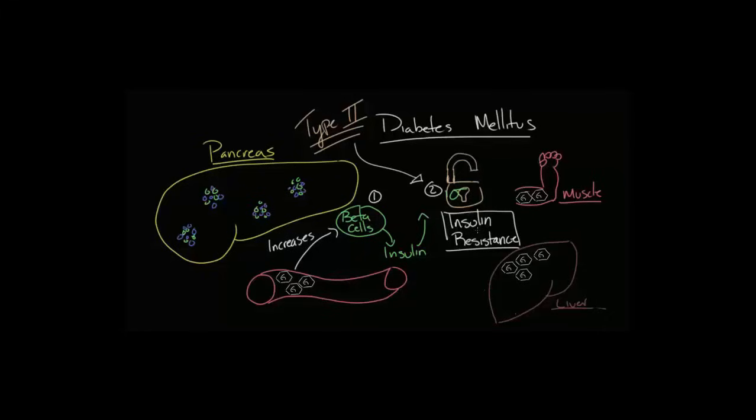So what exactly causes the cells to become resistant to insulin? Well, unfortunately, there's no simple answer to this, and the cause of type 2 diabetes is very complex and includes many different factors that work together to cause the problem. So let's get a little bit better idea of this.